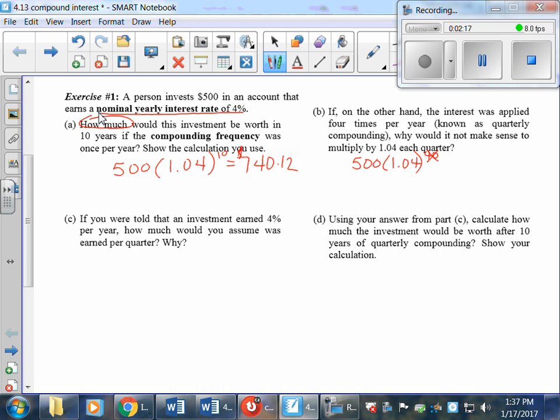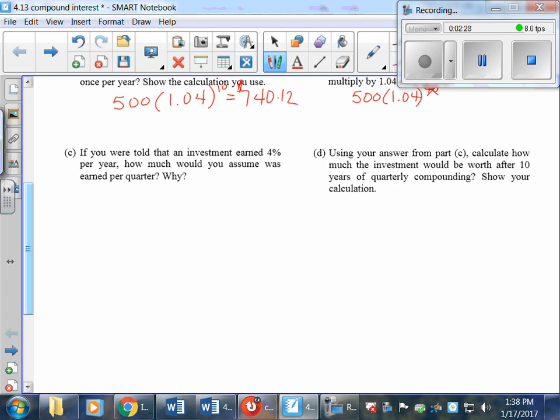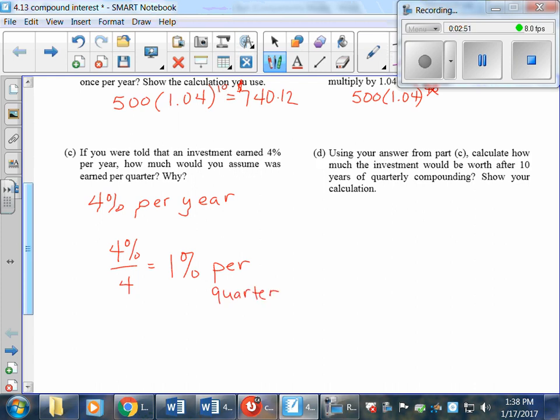C, if you were told that an investment earned 4% per year, how much would you assume it earned per quarter and why? Well, per quarter would be 4% divided by 4, which means that it earns 1% per quarter. I think that makes sense, right?